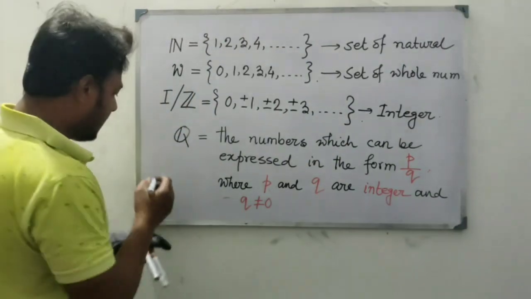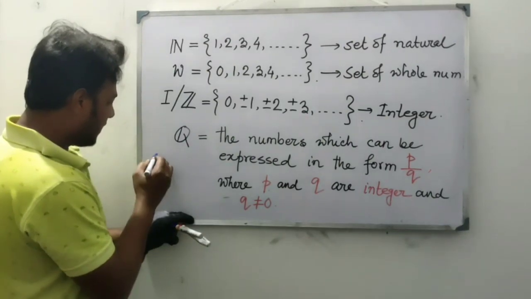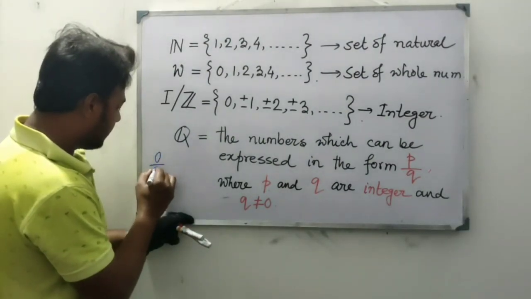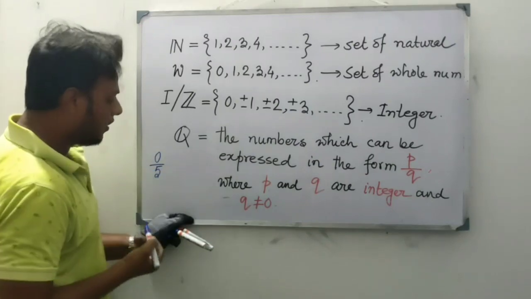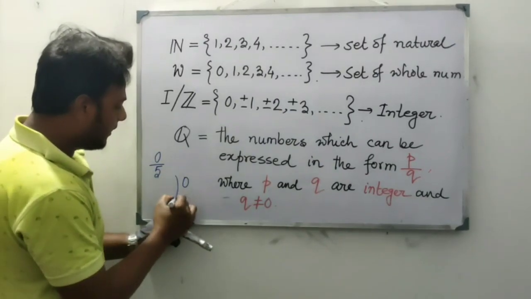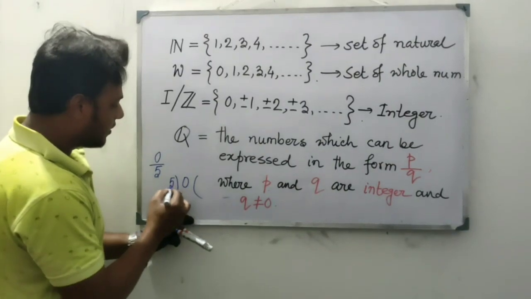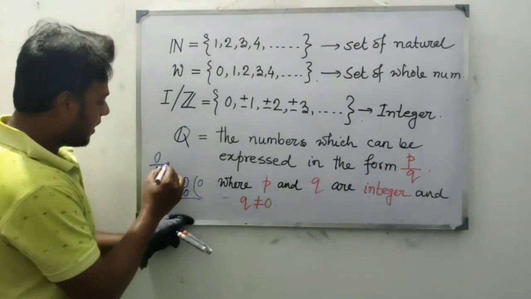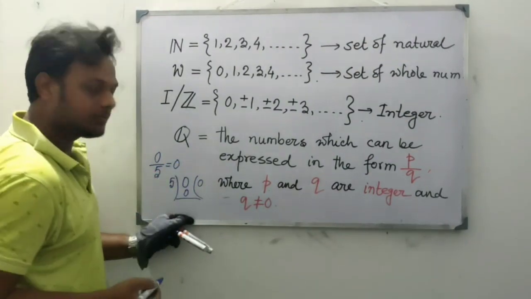If I ask you what is the value of 0 by 5, what is the meaning of this? We have to divide 0 by 5. So 5 into 0 means 0 itself, so this completes the division process and the answer is 0.